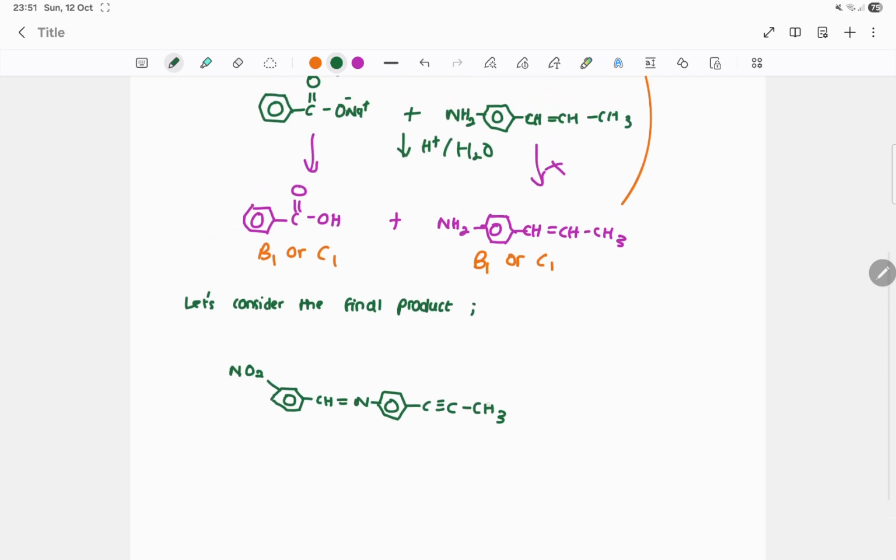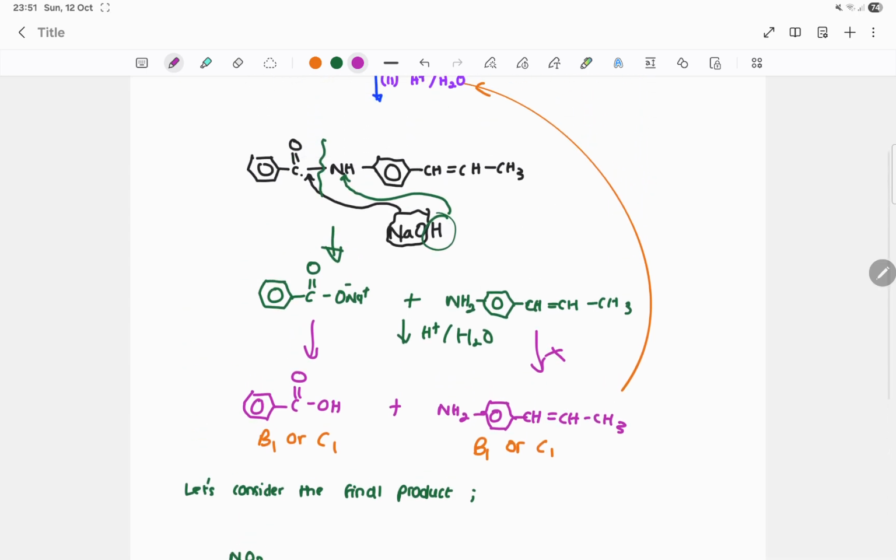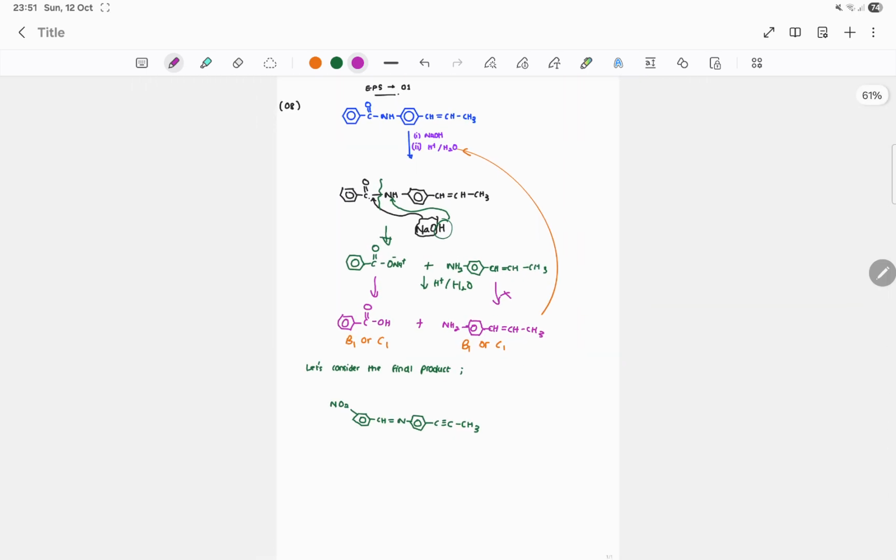So what are the changes that have happened from here to here? What are the changes that have taken place? Now this is a carboxylic group, and this is an aniline group. NH2 attached to benzene is called aniline.